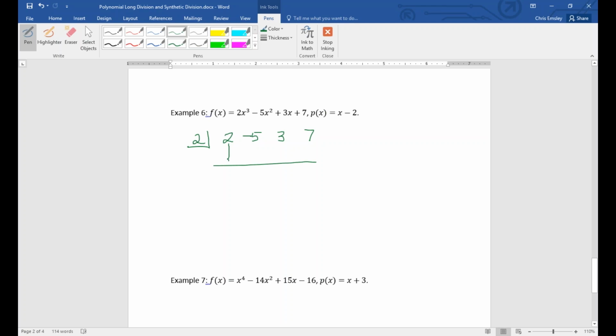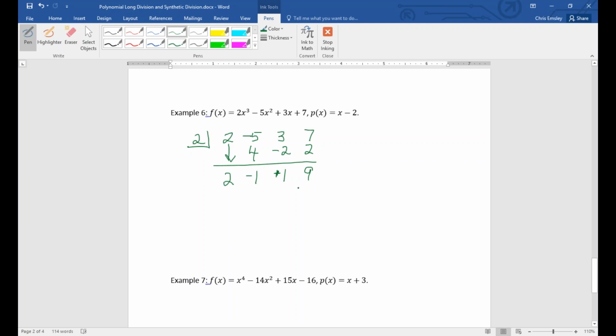We draw our line, drop down that first number, just copy it straight down. Then you multiply. 2 times the number in the box, 2 is 4. Then you add. -5 plus 4 is -1. Then you multiply. -1 times 2. Then you add. 3 plus a -2. Oops, sorry, that's a positive 1. Then you multiply. 1 times 2. And then you add, we get 9.